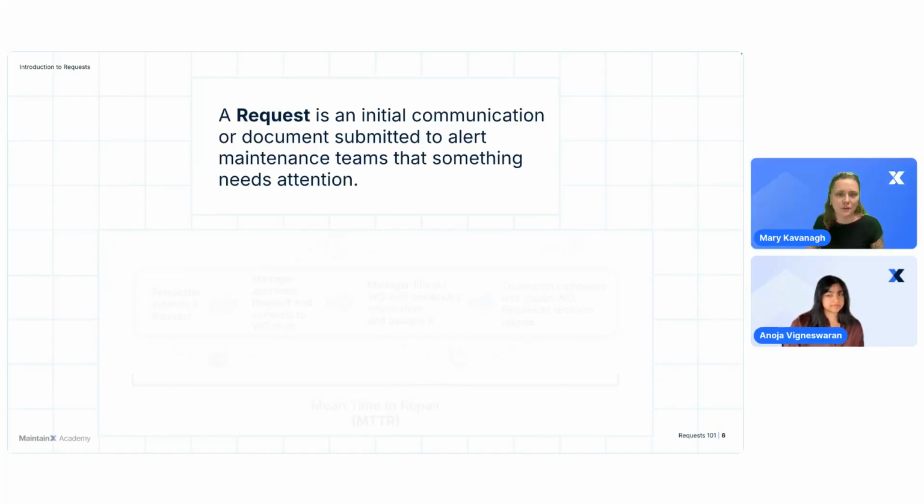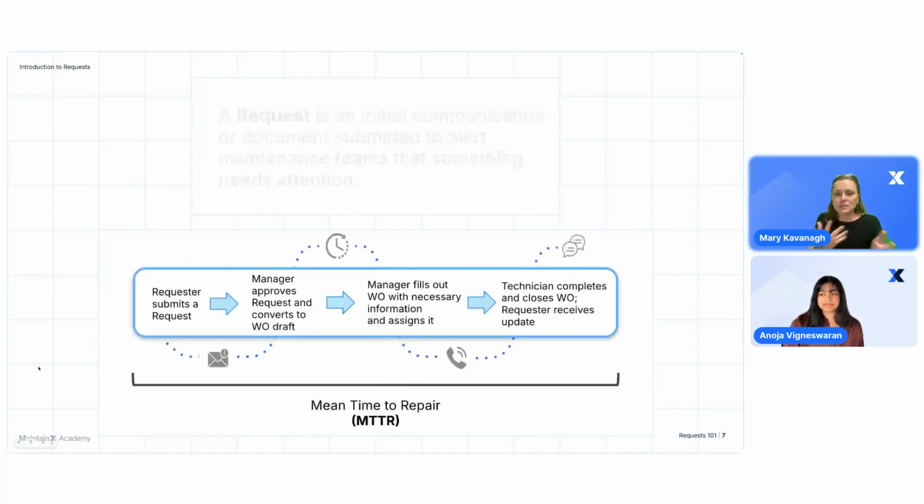I know it does. And it involves several different steps, regardless of the kind of format that you're using for this. So firstly, your requester submits a request. They might have noticed a leaky pipe, a down machine, or a safety hazard, or it could even be something just facilities-based. There's a cracked tile over here. Then they send that request over to the maintenance team. The manager then approves that request and converts that to a work order or tells you to go do the work that needs to be done. It fills it out with necessary information and assigns it, and then the technician goes to get the work done and closes the work order, and the requester receives an update.